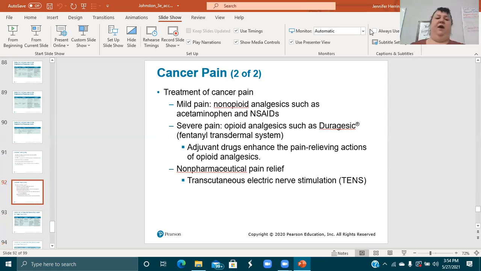So treatment of cancer pain can include, for mild pain, non-opioid analgesics such as acetaminophen and NSAIDs like ibuprofen, Advil, Aleve. Severe pain would include those opioid analgesics such as the Duragesic, which is the generic name fentanyl, and that is a transdermal system. It's a patch where the medication is forced through the skin. And adjunctive drugs enhance the pain relieving actions of opioid analgesics. Non-pharmaceutical pain relief could include transcutaneous electric nerve stimulation, or TENS. A lot of us at this point in our lives have heard reference to a TENS unit.